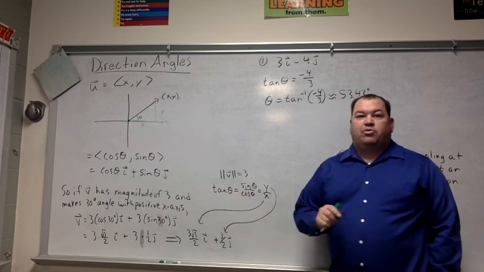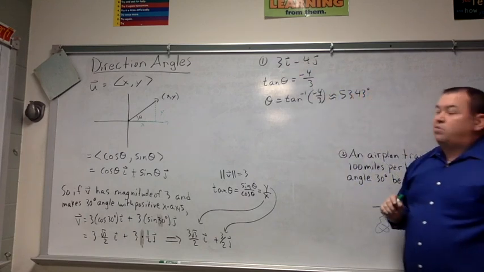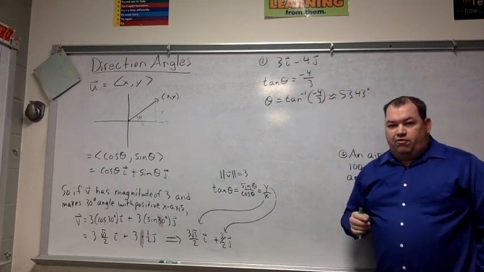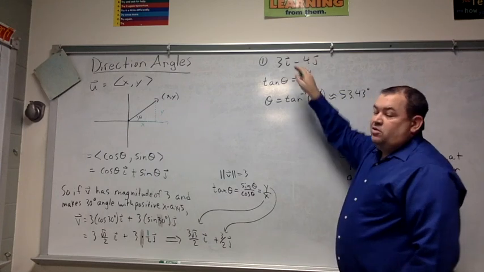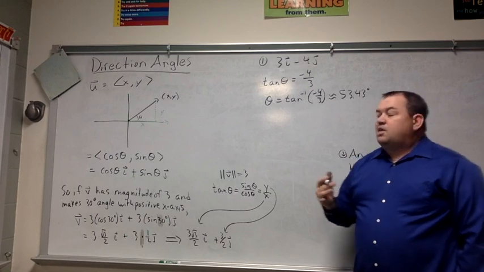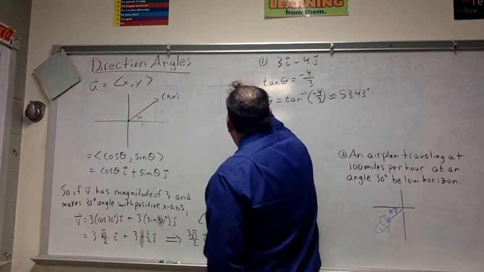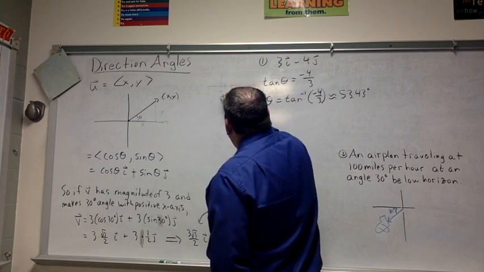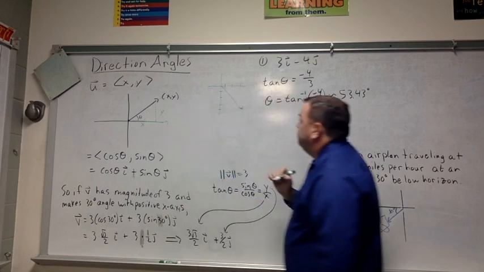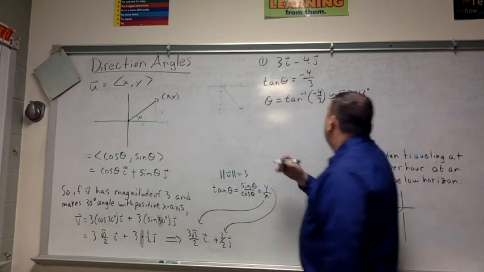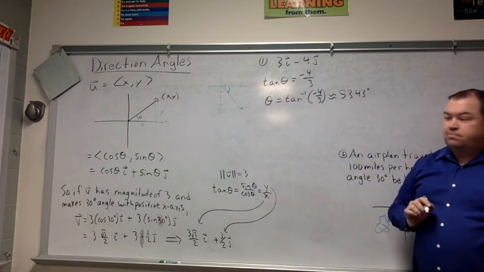So I did an example based on that. Here's what they gave me: 3 in the x direction, -4 in the y direction, and they want to know the angle that this makes with the positive x-axis. Now, if you are visual, let me draw this for you. We're going to go 3 in the x direction, -4 in the y direction. So here's my vector. They want to know what angle this makes with the positive x-axis.